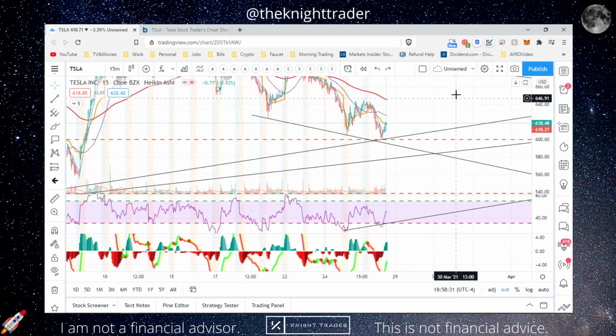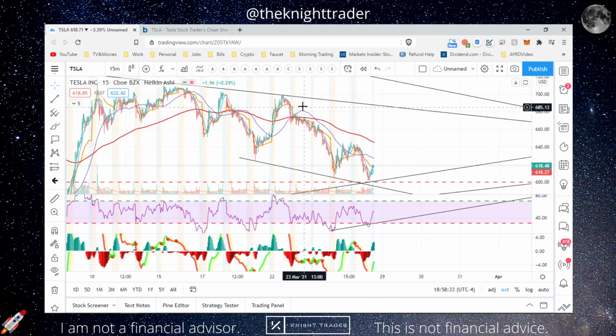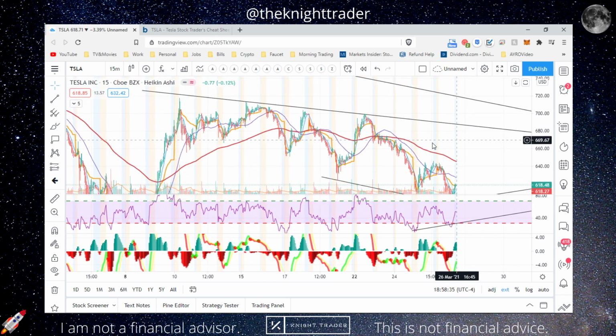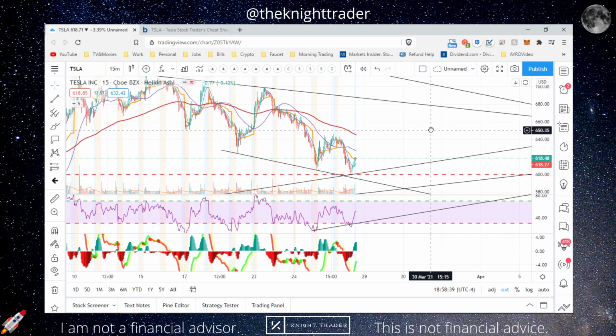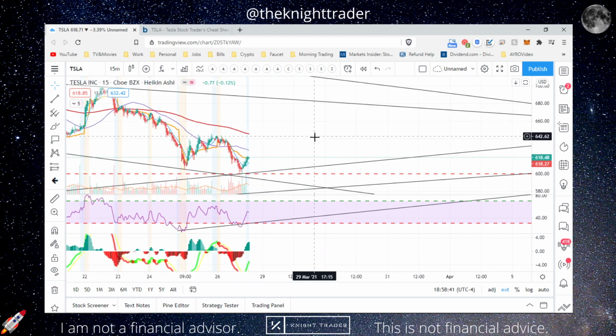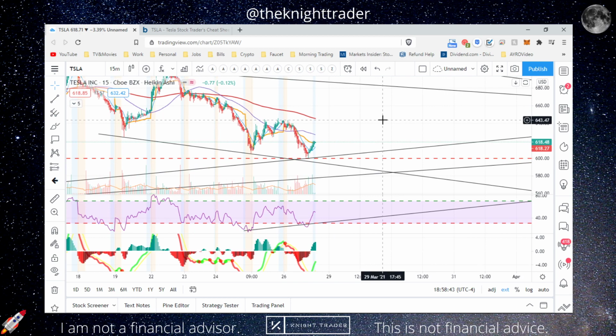Okay, so 1-2 touches to the down. I'm not going to draw a vertical resistance, or do I want to? Let's see. I'm on a 15. Looks like there was a good amount of resistance there.